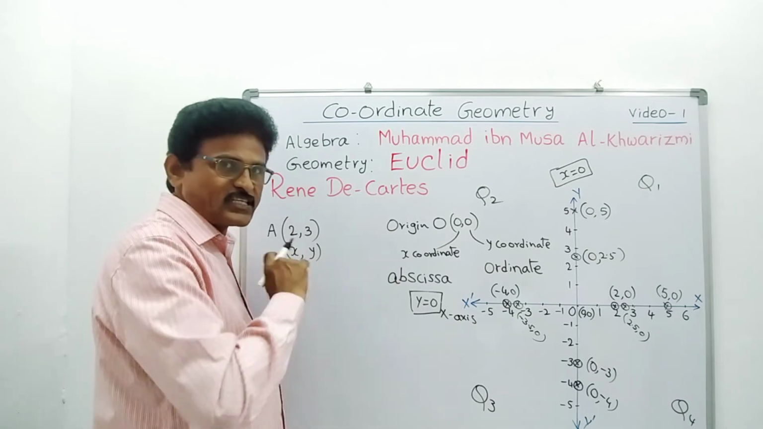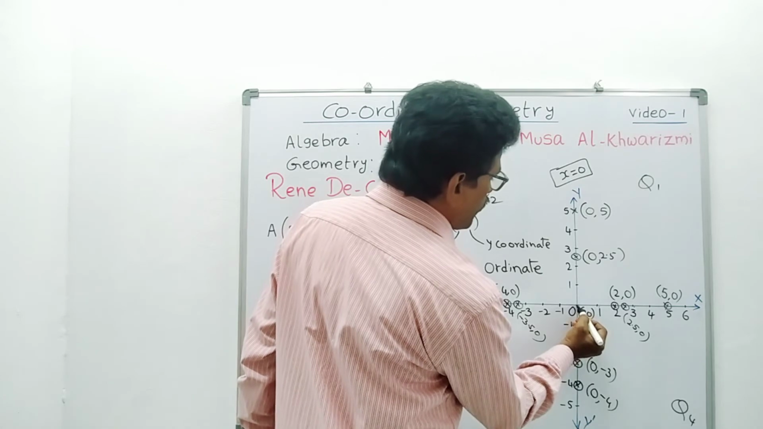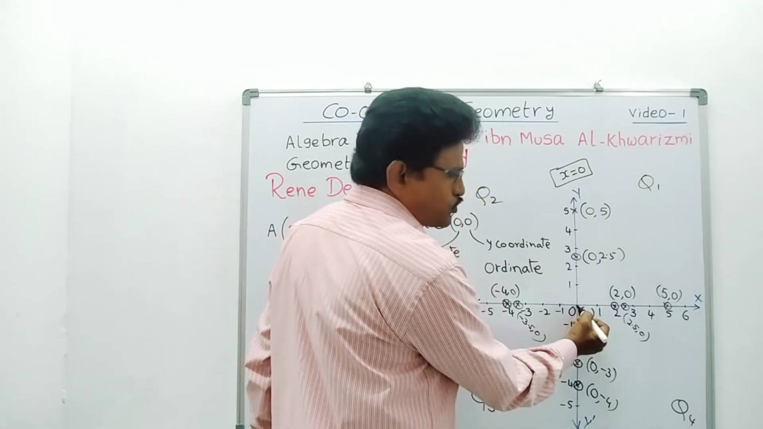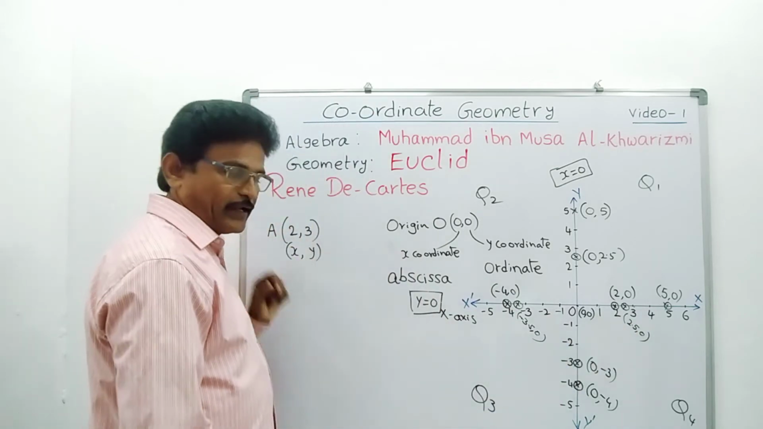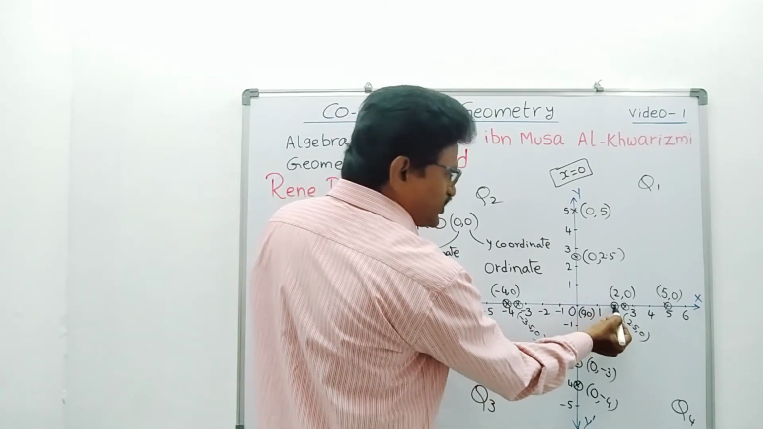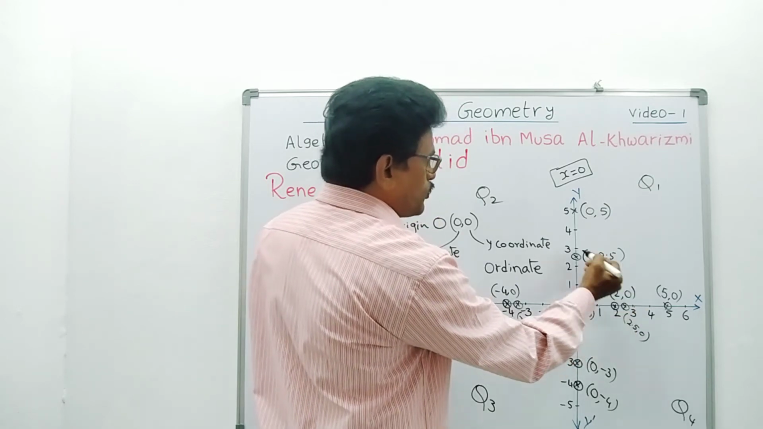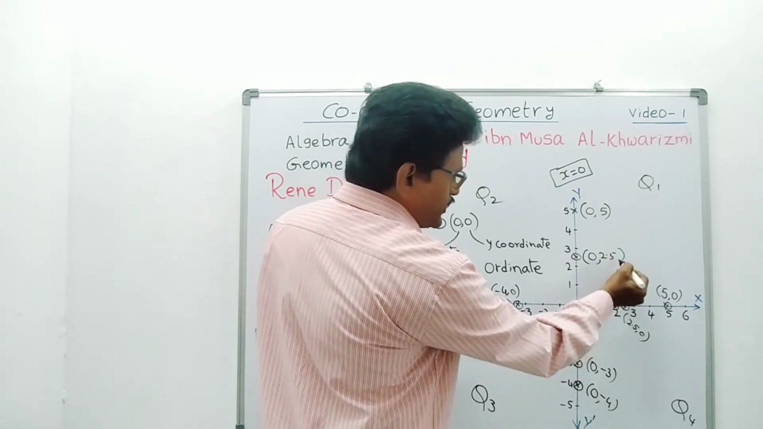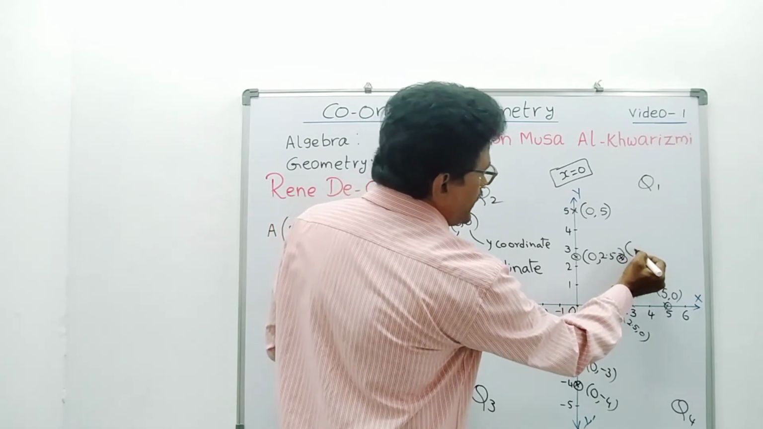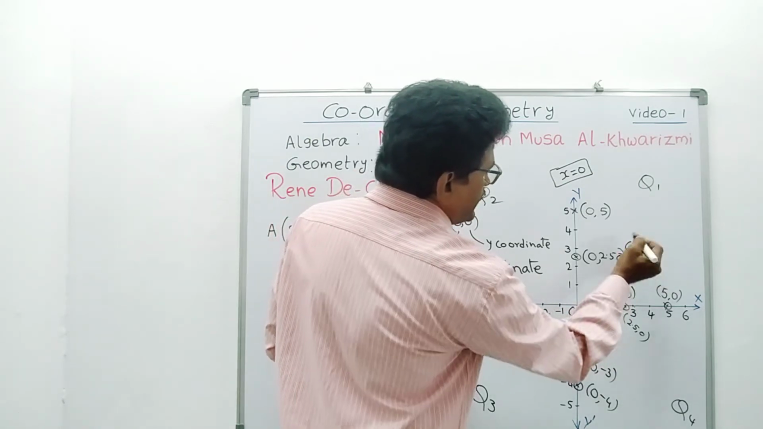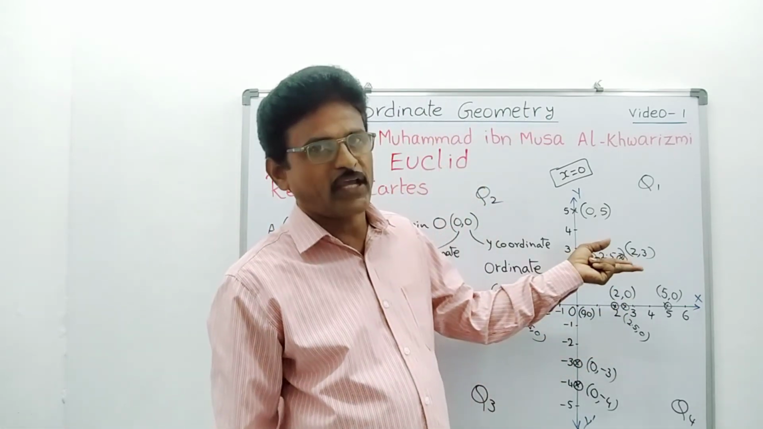So first 2 means x value. On the x axis you have to observe where 2 comes. See, this is the origin point. Plus 2, so move right side. This is point 2. Now y value 3, from 2 you have to move 3. Y value is positive, so upside you have to move. Here 3 is there, you reach up to there, right? And this is the location 2 comma 3, right? So first you are moving right side, next upside, right?